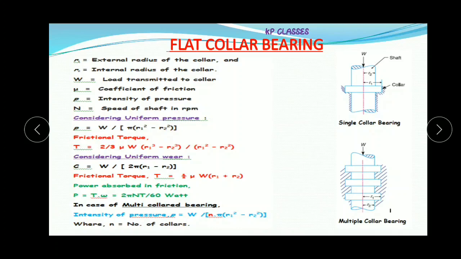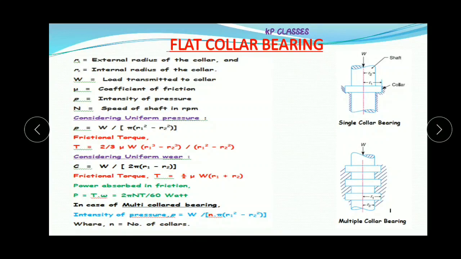In this topic, we have to remember the formula: for uniform pressure, p equal to W by A, that is W by pi (R1 square minus R2 square). In case of multi-collar, here n number of collars are present, so area multiplied by n. Pressure equal to load by total area. For n number of collars, n into area.